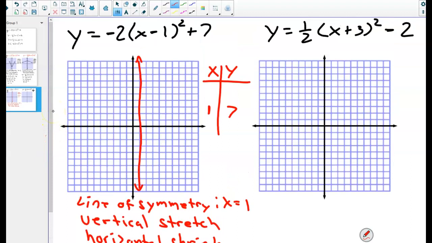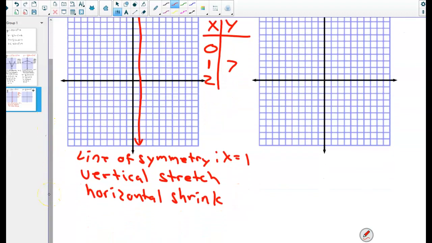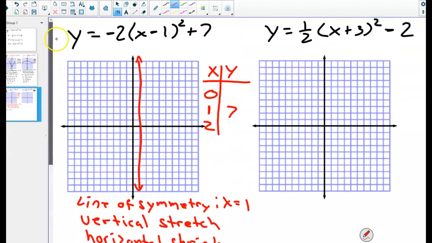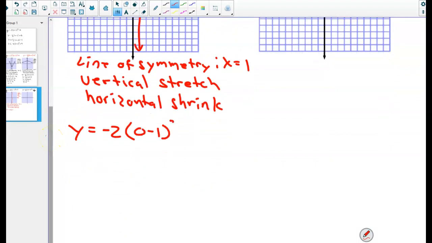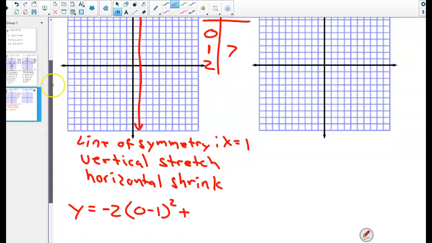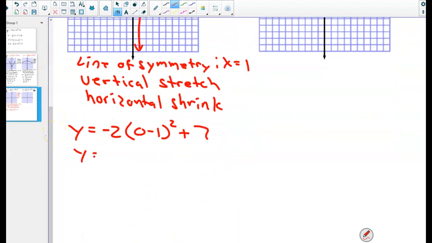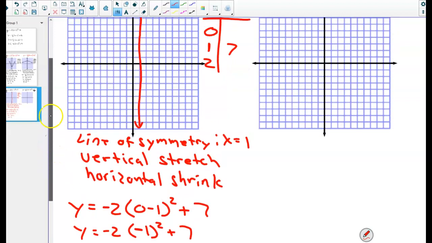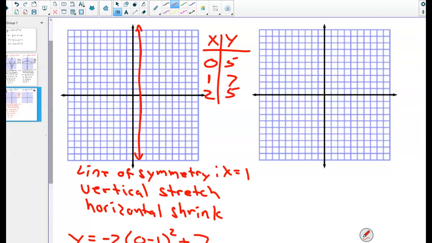Now, when I plug my points in, there's no fraction, so I'm going to go down 1, I'm going to go up 1. And now I'm going to plug one of the numbers in. I'll plug 0 in for x. So y equals negative 2 times 0 minus 1 squared plus 7. 0 minus 1 is negative 1 squared. Negative 1 squared is a positive 1. Negative 2 times 1 is negative 2 plus 7. And negative 2 plus 7 is 5. So this is 5 and this is 5.